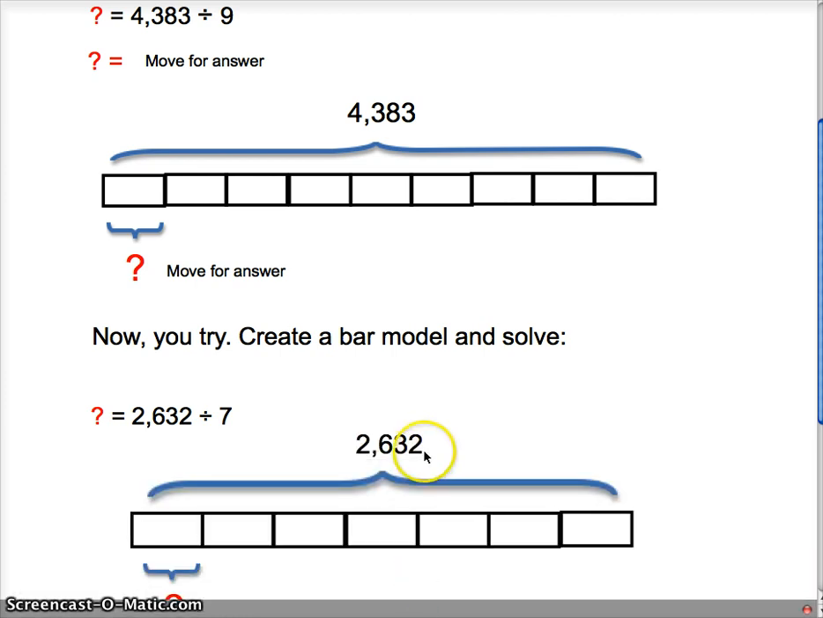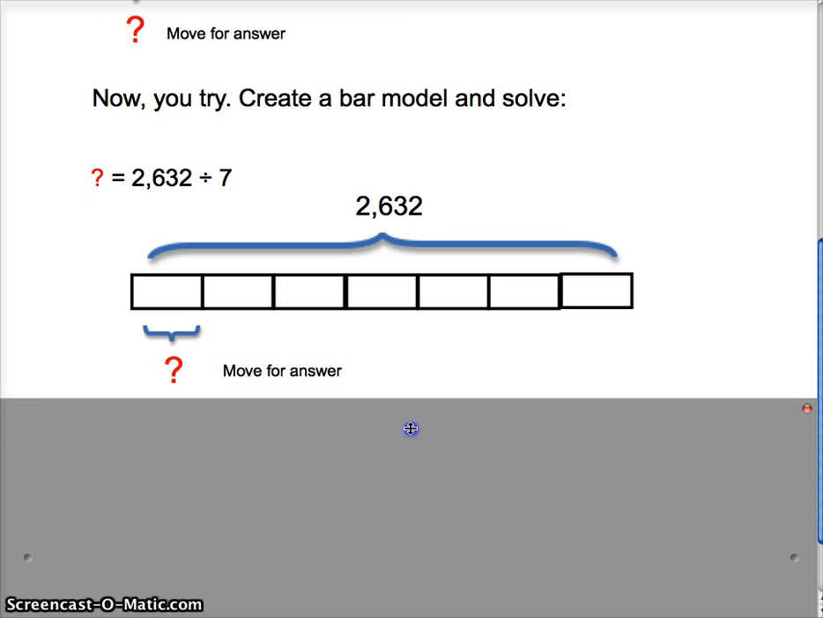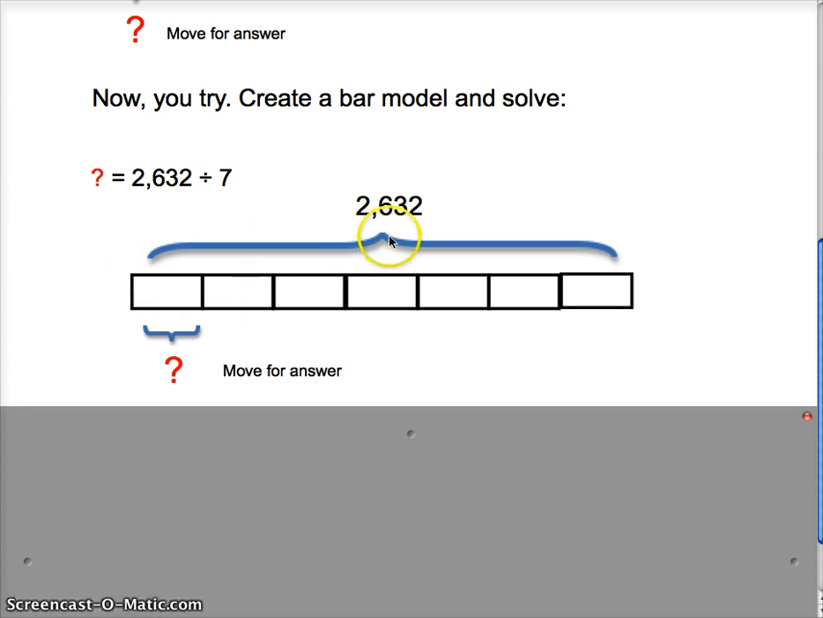Once again, we have the rectangle represented by 2,632. And we wanted to divide it into 7 equal parts, which we did. And we don't yet know what each of those parts equal. And that's where our question mark goes. And that's what we're supposed to solve. And of course, we'll work on the multiplication and division in class and remember how to do it if it's been a long summer for you.